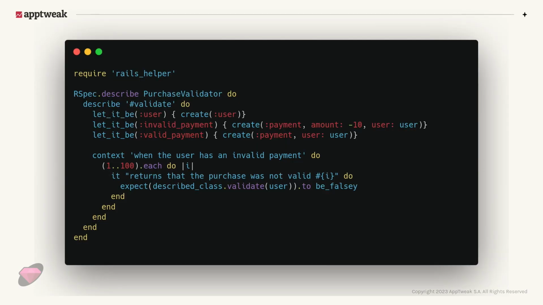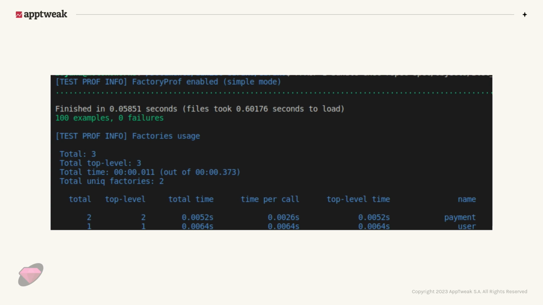Whereas if you were to use let_it_be, right? So if you do let_it_be user, let_it_be invalid payment and valid payment and everything else, and you run kind of the same test 100 times, you will actually see this result. You'll see that we're just using factories twice, and that we're running in less than 1 millisecond, 0.011 milliseconds. So that's a huge performance increase from this.